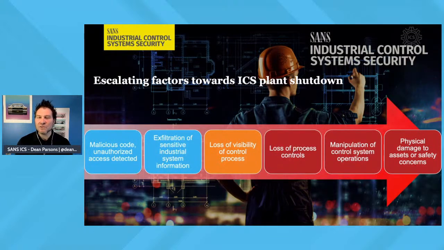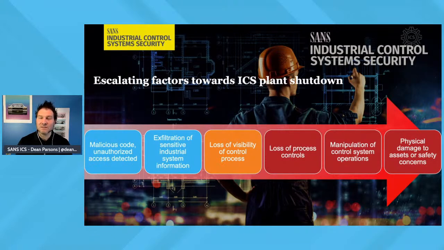So for example, these are some of the things that could escalate us towards an actual full plant shutdown or critical system shutdown to preserve safety. So something like malicious code, unauthorized access detected in the ICS, or threats coming towards the ICS is definitely cause for concern. Incident response should be kicked off in any one of these particular phases. However, the ones in the blue here, even including exfiltration of sensitive data, does probably not warrant a shutdown of the system, causing more damage than the malicious actor that you're seeing specifically so far.